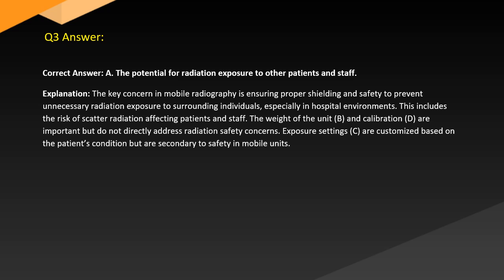Explanation. The key concern in mobile radiography is ensuring proper shielding and safety to prevent unnecessary radiation exposure to surrounding individuals, especially in hospital environments. This includes the risk of scatter radiation affecting patients and staff. The weight of the unit (B) and calibration (D) are important but do not directly address safety concerns. Exposure settings (C) are customized based on the patient's condition but are secondary to safety in mobile units.